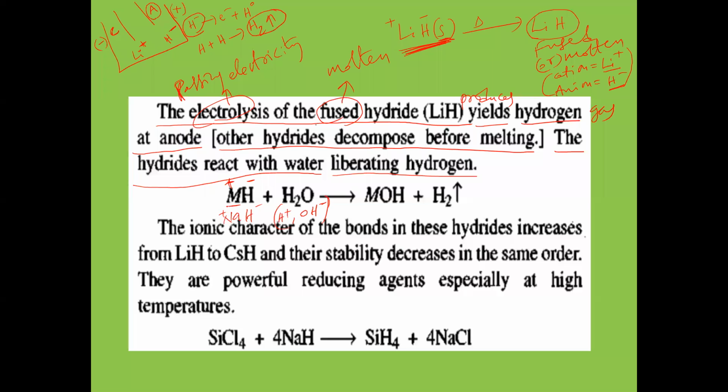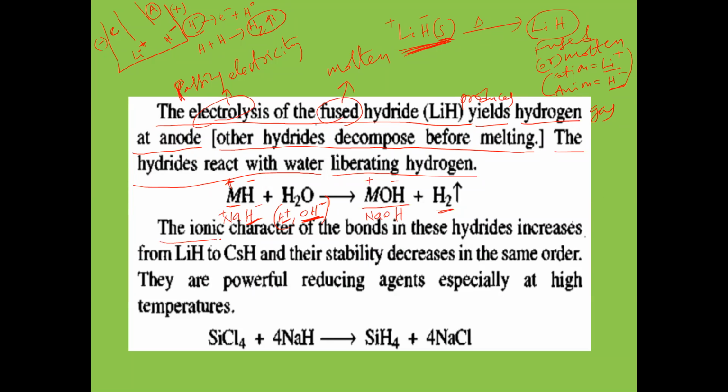Now M plus will take which ion? The OH minus anion. Then MOH is formed, M plus 1, OH minus 1. Next, the H plus and H minus will combine to form H2 gas. Is the concept clear? So the alkali metal hydrides react with water to form MOH and H2. MOH in this example means NaOH. NaOH and H2.